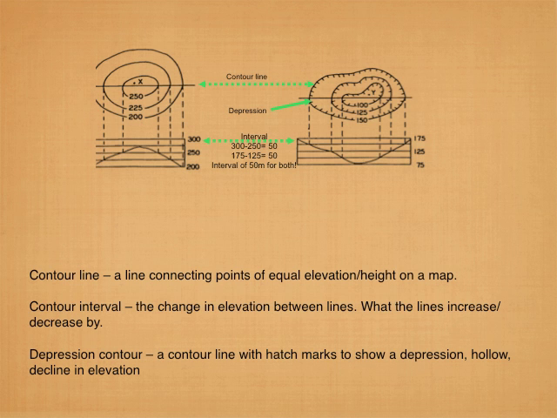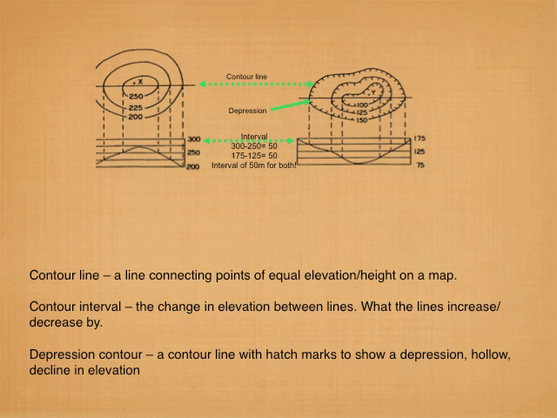So looking at this first little piece, remember the vocab in this unit gets pretty twisted because it repeats a lot of the contour this and contour that. So the first word is contour line, and this is an imaginary line that connects points of equal elevation or height on a specific map.